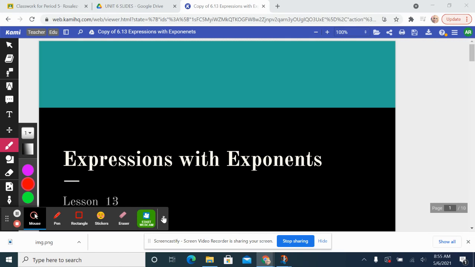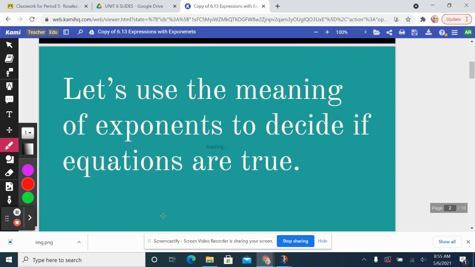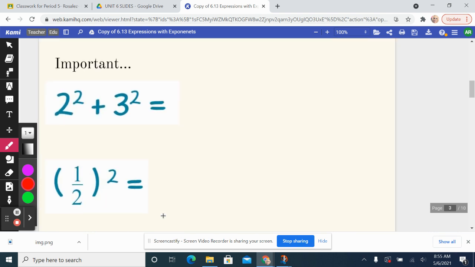Okay, so today we'll be doing expressions with exponents. We'll be building on what we've been doing, and then we will have exponents in the questions. We will use the meaning of exponents to decide if equations are true. These are important things to know.